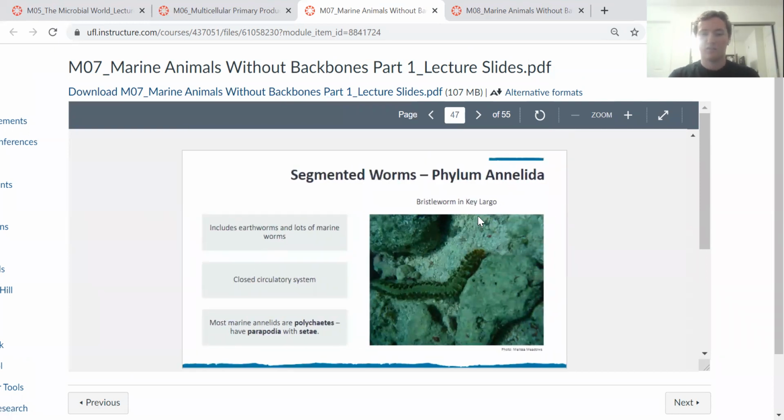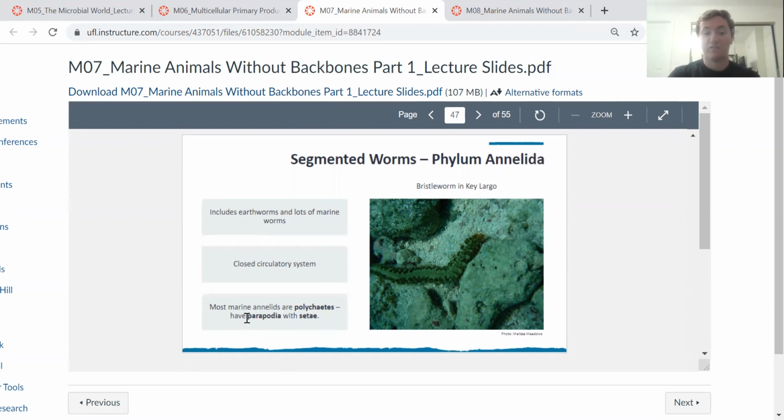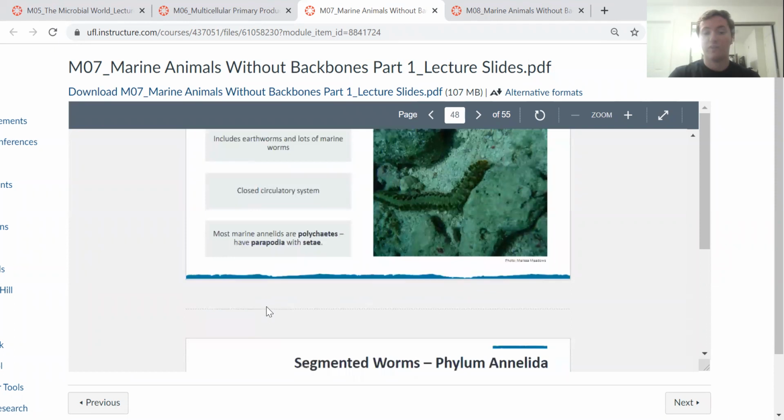The annelids are hugely important. They have a closed circulatory system, and they include the polychaete worms. I know exactly what the parapodia and setae are. Those are important anatomical features. And again, I'm not going to talk about it for the sake of time, so I don't waste your time, because I'm sure you're watching at double speed. But definitely understand parapodia and setae and what they are.